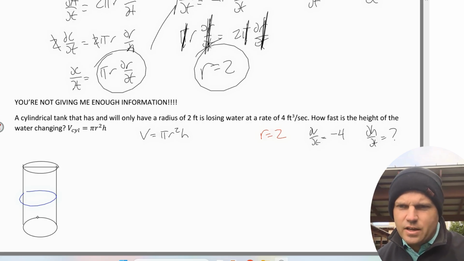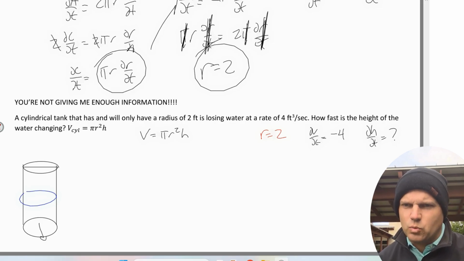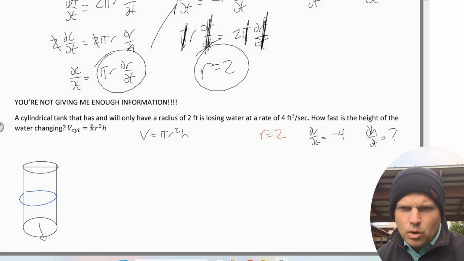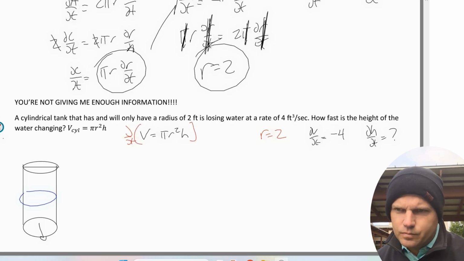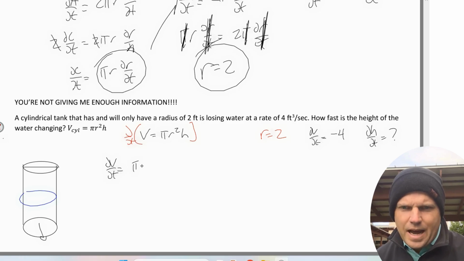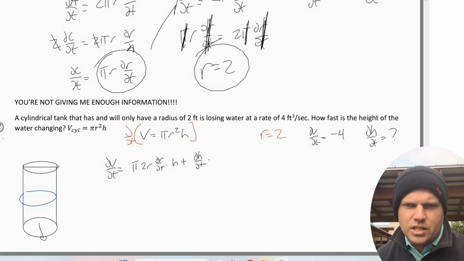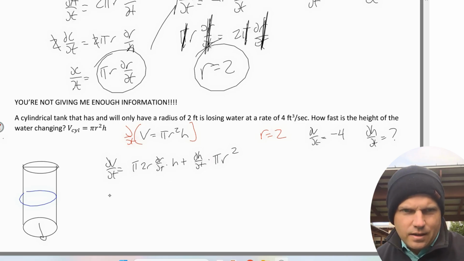So how fast is the height of the water changing as this tank loses water through some sort of leak? Well, when we take the derivative, the first thing that students are going to mess up on is realizing that we have a product, which means we need to use the product rule. You can leave the pi out or bake it into the r squared. You get pi times 2r dr/dt h plus the derivative of h, which is dh/dt, times pi r squared. And we got what we got.